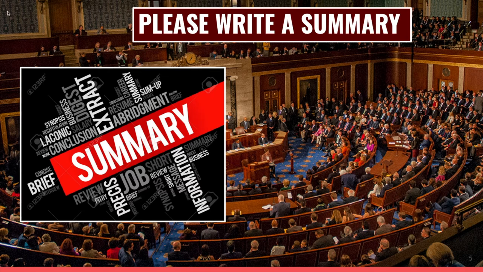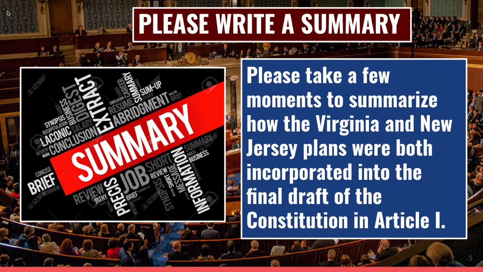At this point, ladies and gentlemen, it would be appropriate for you to take a few moments to summarize how the Virginia and New Jersey plans were both incorporated into the final draft of the Constitution in Article 1. So you're going to want to describe what the House of Representatives is based on and some details about it versus some details about the Senate, and which one is more similar to the Virginia plan, which one is more similar to the New Jersey plan. And if you can do that, you will have an amazing summary.